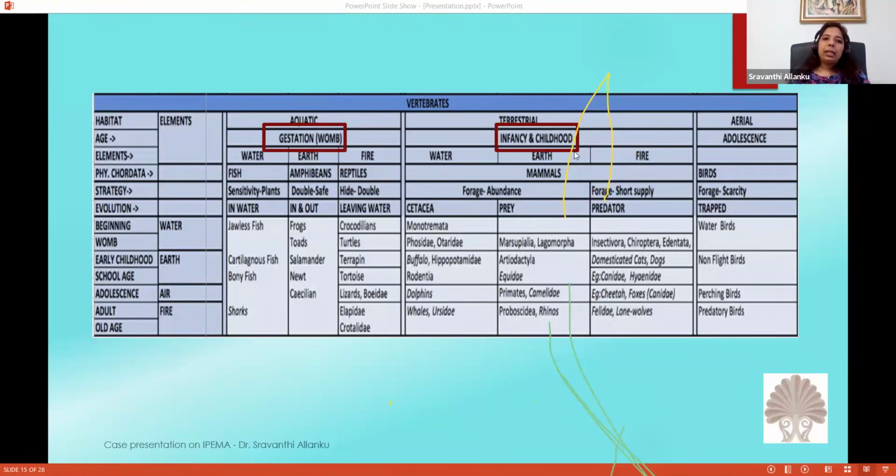Just from the chart, what is the survival strategy of the womb stage? It is to hide. And what is the survival strategy of infancy and childhood, or the mammals in this case? It is in column 5, the strategy that we adopt when there is short supply of forage. Okay. Now, in this case, it was very clear that the patient is adopting the strategy of hiding, right? From the beginning, it was all hide, hide, hide for this patient. And there is a reason why this patient was hiding, and that we will know once we understand the source of this case. Okay, so then we determine that this patient is belonging to column 3.